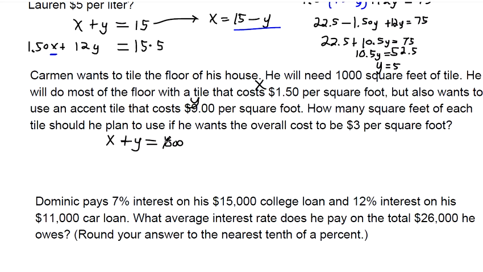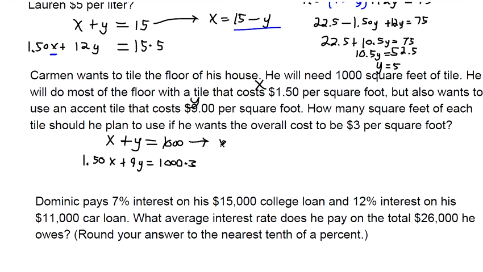And then let's make an equation for money. This is an equation of square feet. Let's make an equation that relates money to each other. It's $1.50 for each of the first type of tile, and it's $9 for each of the second type of tile, and that should equal 1,000 times $3, right? Because it's $3 per square foot, we have 1,000 feet. So this should be the total amount of our budget.